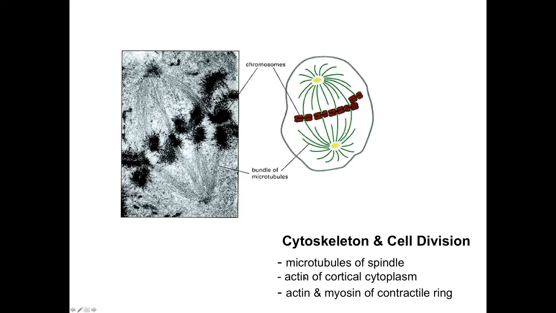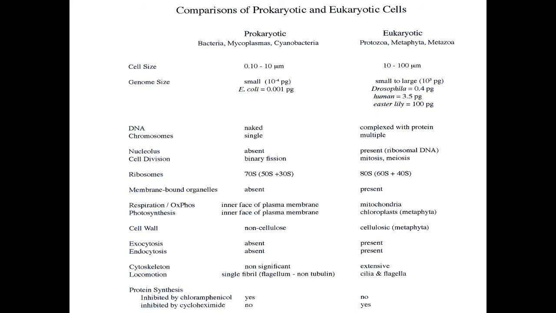There's actin that plays a role in cell division in the cortical cytoplasm, and then actin and myosin form the contractile ring as animal cells divide. Here, finally, just a comparison of prokaryotic and eukaryotic cells to put some things in perspective for you. So prokaryotic cells, things like bacteria or mycoplasms; eukaryotic cells, think about human cells, but obviously protozoa, multicellular plant cells, or multicellular animal cells. Cell size, obviously eukaryotic cells are generally larger than prokaryotic cells.